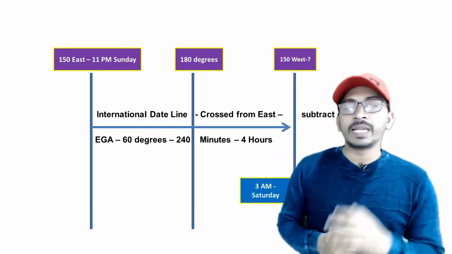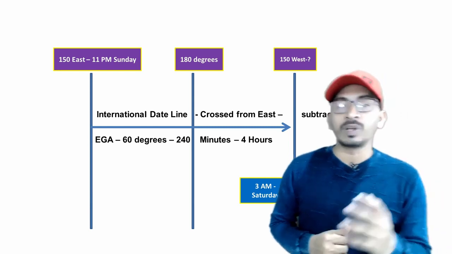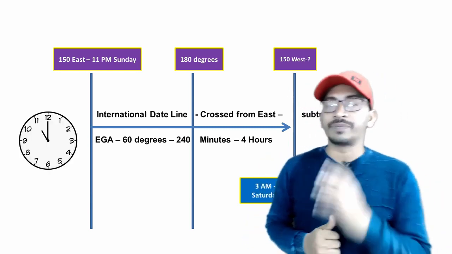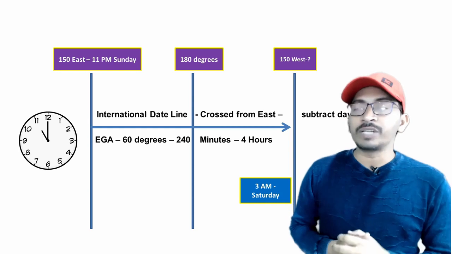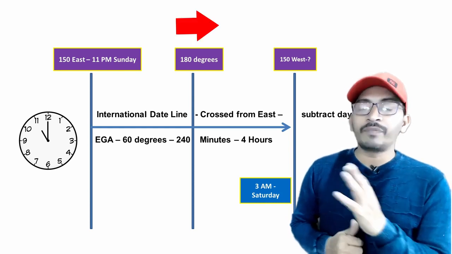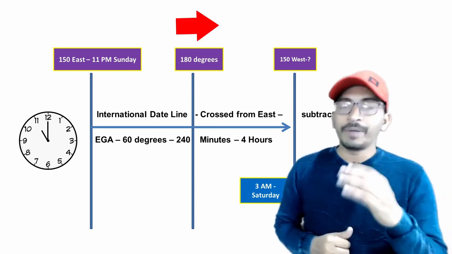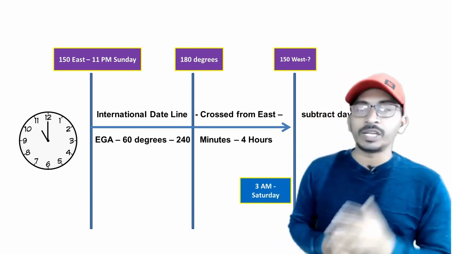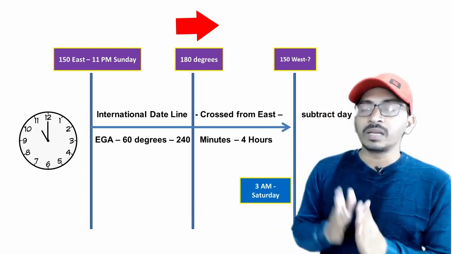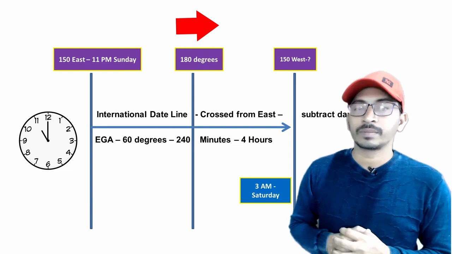The time at 150 degrees east is given, that is 11 p.m. on Sunday. We have to calculate the time at 150 degrees west. So the direction of travel is towards east. So the number of degrees traveled is 60 degrees. Before we calculate time based on the degree rule, it is important to remember that here the international date line principle is applicable.